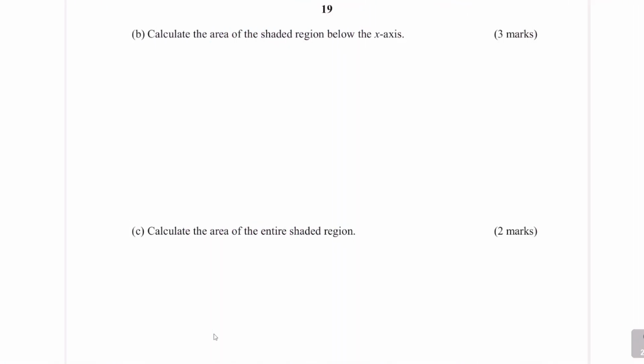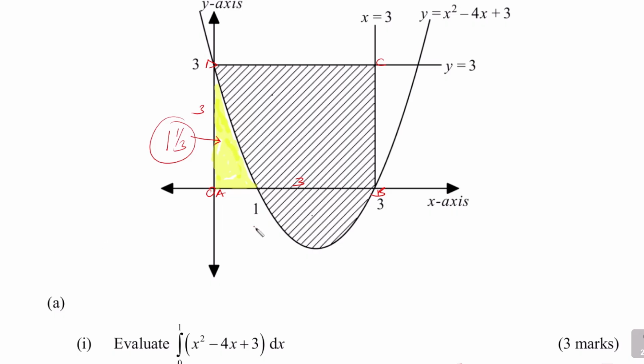Part B of the question: calculate the area of the shaded region below the x-axis. The shaded region below the x-axis is that area. You can see this area. It is the area bounded by the x-axis between 1 and 3 and the curve that is here. So how do you get this actual area? By simply integrating the function of this curve between 1 and 3.